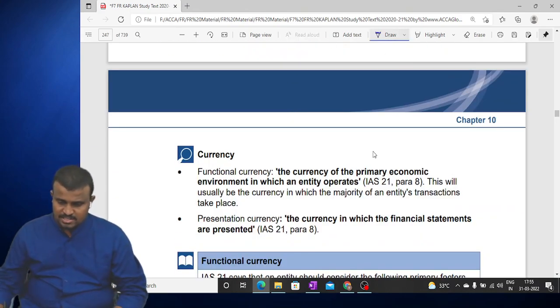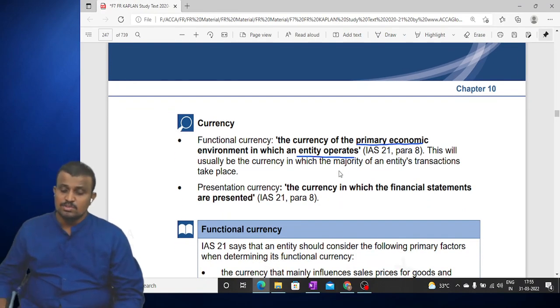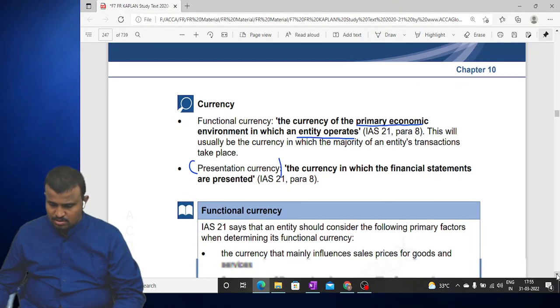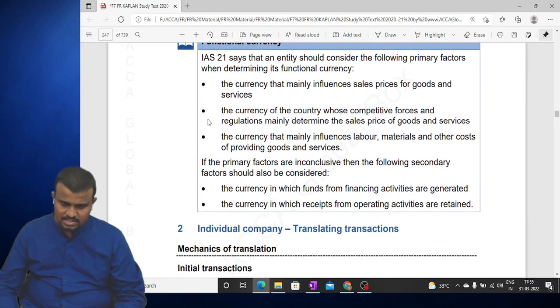So functional currency is the currency of the primary economic environment in which that entity operates. And the currency in which financial statements are presented is said to be what? Presentation currency. But while determining the functional currency, we have to consider some factors.